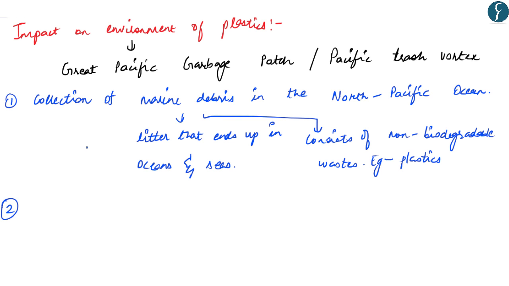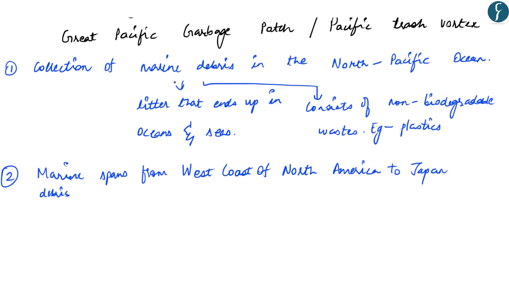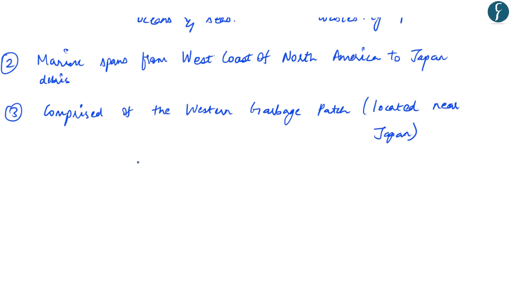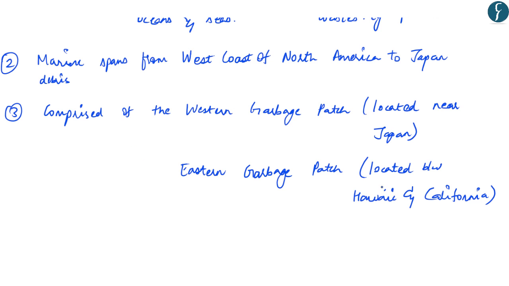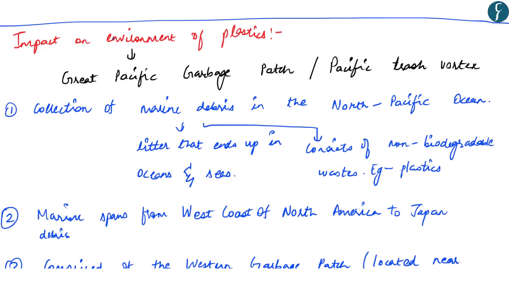From the exam point of view, we should also know the geographic location of this Great Pacific Garbage Patch. The marine debris in this garbage patch spans waters from the west coast of North America to Japan. And this entire patch is actually comprised of the Western Garbage Patch, which is located near Japan, and the Eastern Garbage Patch, which is located between Hawaii and California. So I hope till now you have understood some key points about microplastics. What are the main elements of those microplastics that have a negative impact on human health and environment? And you must have understood about the Great Pacific Garbage Patch.